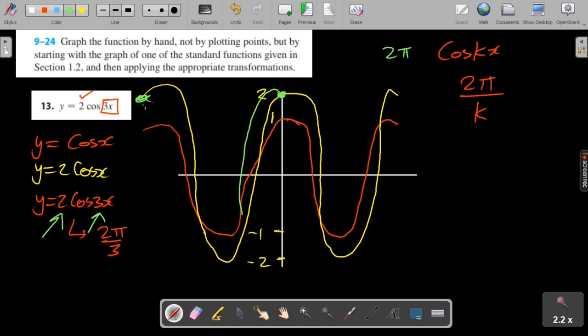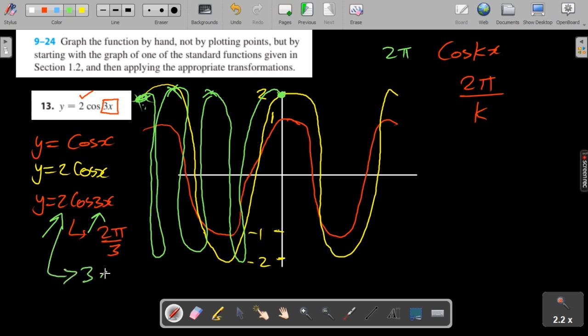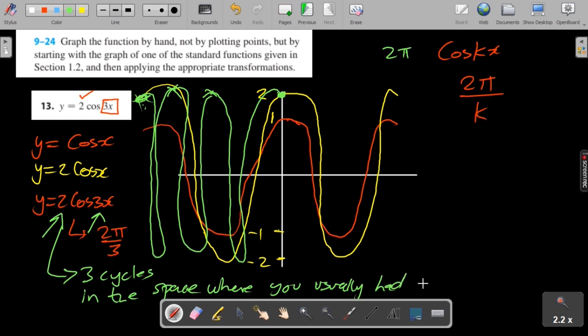I'm going to try again. So that's 1 cycle until you reach that point. And that's another cycle until you reach that point. And finally, we're going to squeeze in another cycle that would be something like that. So that's the point. You now have 3 cycles in the space where you usually had 1. And that's what you should do.